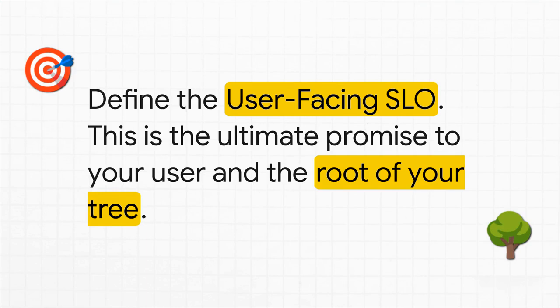Maybe it's user login. Maybe it's adding an item to a cart. You pick one and you define an SLO for that specific journey. That right there becomes the root of your entire tree. It's the promise that everything else has to support.